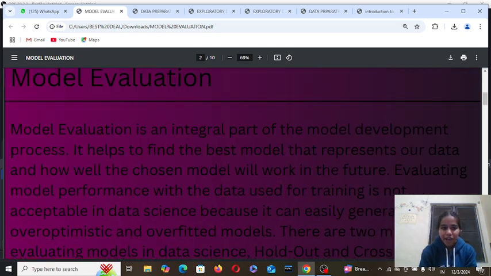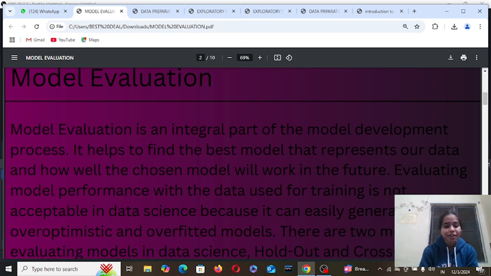What is model evaluation? Model evaluation is an integral part of the model development process. It helps to find the best model that represents our data and how well the chosen model will work in the future. Evaluating model performance with the data used for training is not acceptable in data science because it can easily generate overfitted models.